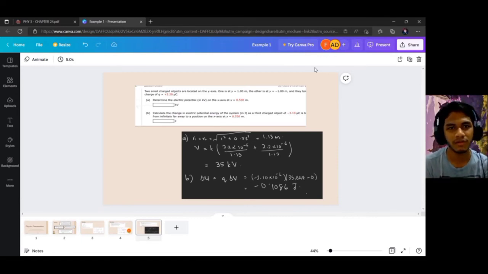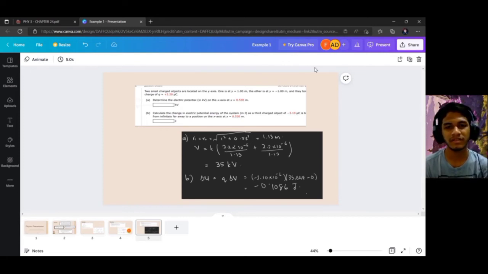The question is: two small charged objects are located on the y-axis. One is at y equal to 1.00 meter. The other is at y equal to negative 1.00 meter. They both have a charge of q equal to positive 2.20 microcoulomb. The first question, A: determine the electric potential, in kilovolt, on the x-axis at x equal to 0.530 meter.